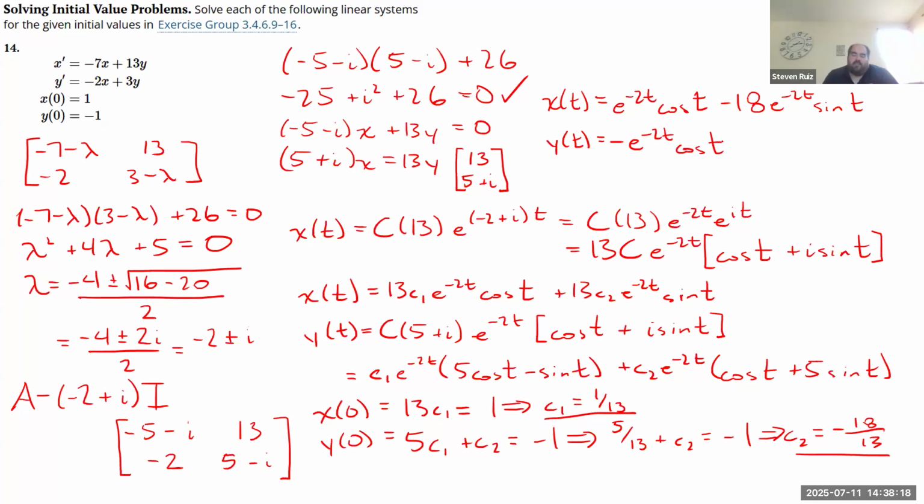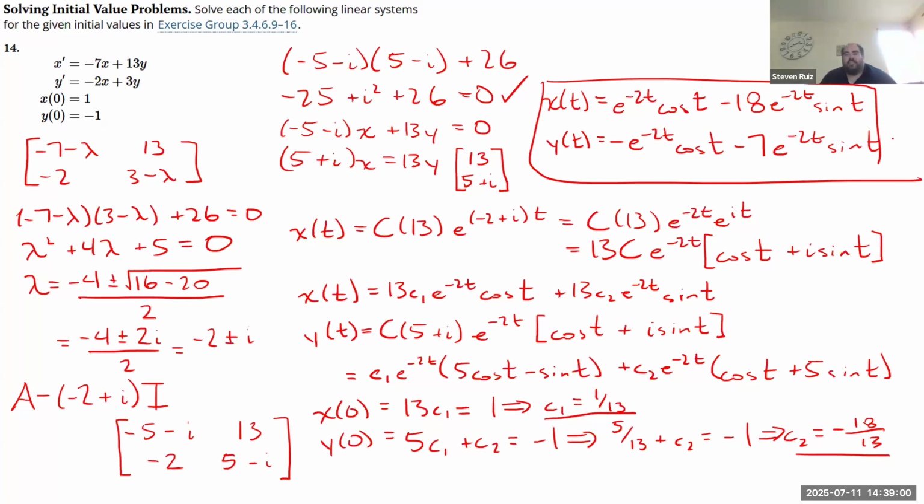And now what about the sines? C1 is 1/13 times -1. So -1/13 sine of t. C2 is -18/13 times 5. -18 times 5 is -90. So -90 minus 1, that's -91/13, which is exactly 7. So minus 7 e to the -2t sine of t. So at long last, that is our solution for this system. And that is all for section 3.4.